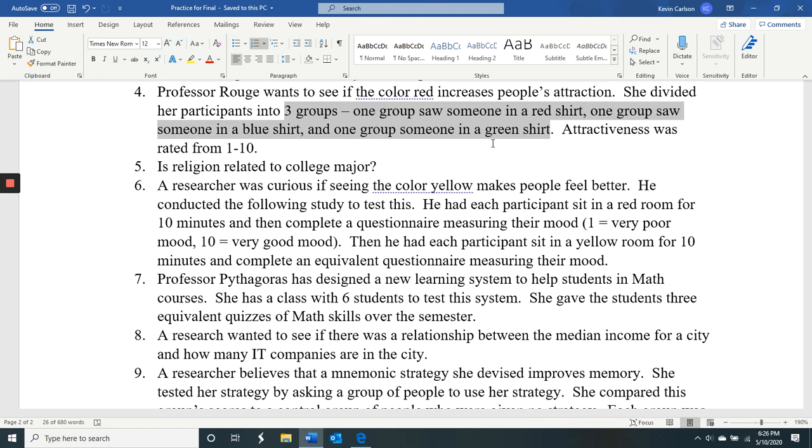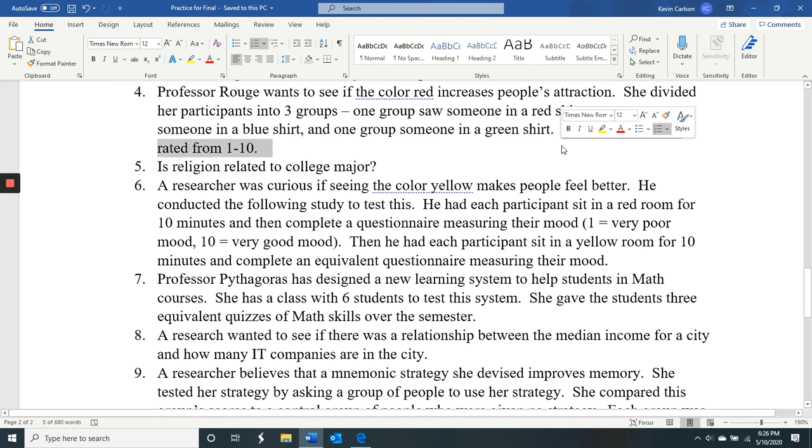Everybody gets just one level of the IV. And then we are looking at that variable compared to attractiveness. Again, attractiveness is interval level measurement. So we want to compare 3 groups, 3 separate groups between subjects design on an interval level variable. This is a one-way ANOVA. One-way ANOVA, 3 or more separate groups, independent groups, comparing them on an interval level variable.